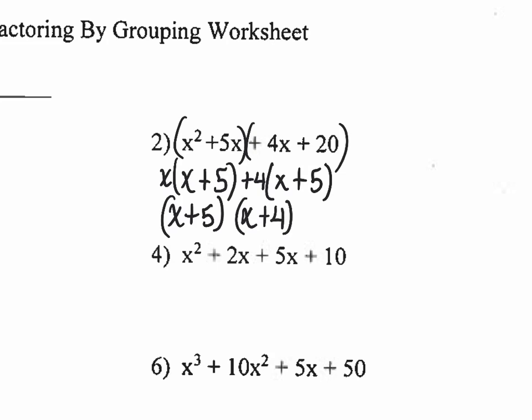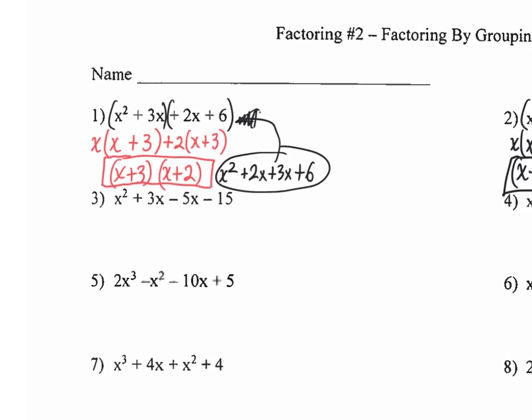That's it. Now again, I'm just going to do a quick FOIL real quick, and I'm not even going to write it down. I'm just going to check. What's x times x? X squared. X times 4, 4x. 5 times x? 5x. And then 5 times 4 is 20. So that's good. Okay, I want you to try number 3.